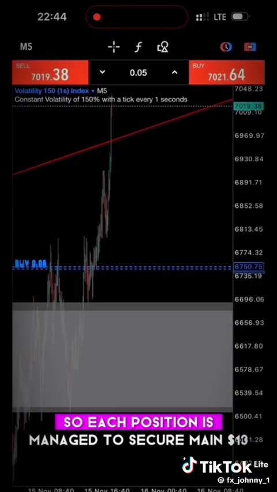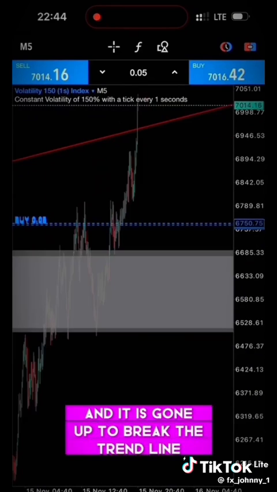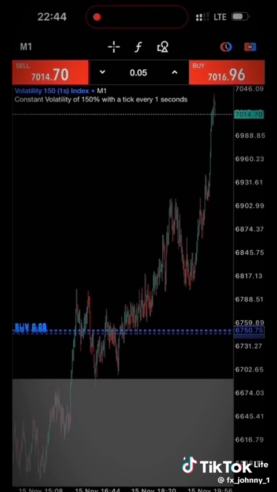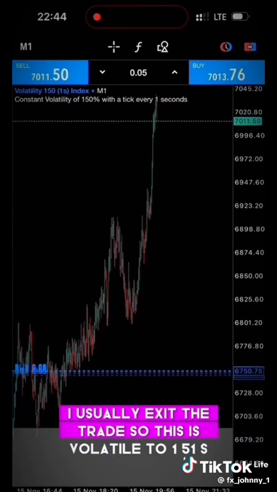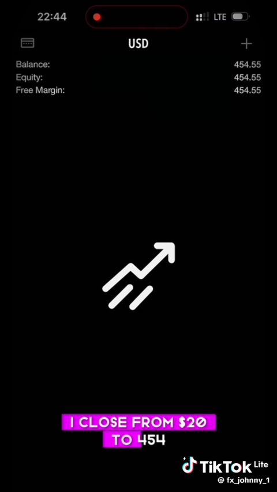So each position has managed to secure me $13, and it has gone up to break the trend line, which means after breaking the trend line there's going to be a retest. So when that does happen, I usually exit the trade. So this is volatility 151S. I close from $20 to 454.